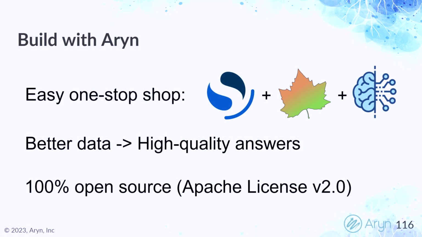So we highly recommend you come and build with Aryn. It's an easy one-stop shop, includes OpenSearch, Sycamore, and combines these things with generative AI, which are very easy to use for various different purposes and tasks. Bringing those things together will make it easier for you to build these conversational applications. With Sycamore, you can get better data into your systems to get better, higher quality answers out of your LLMs. And of course, all of this is 100% open source Apache v2 license, so you can build as you see fit without any vendor lock-in.